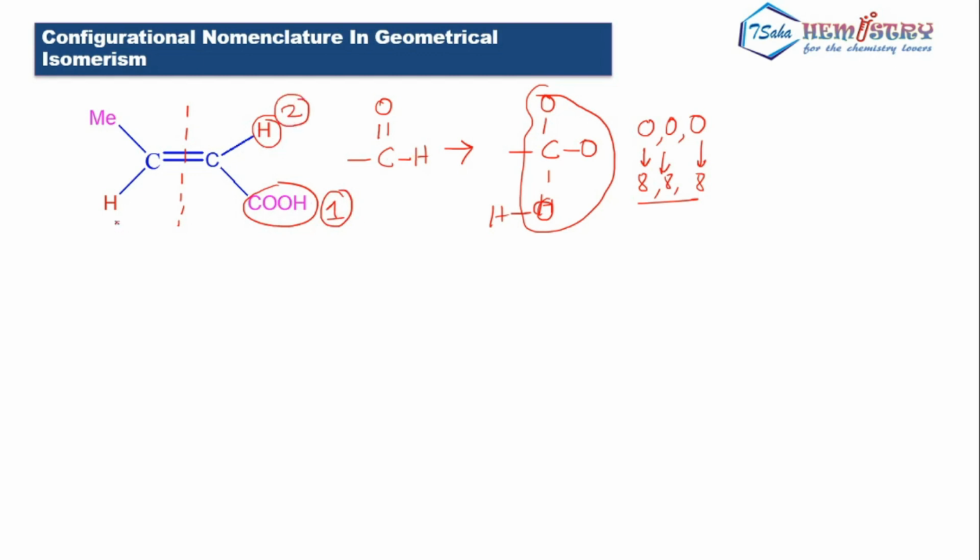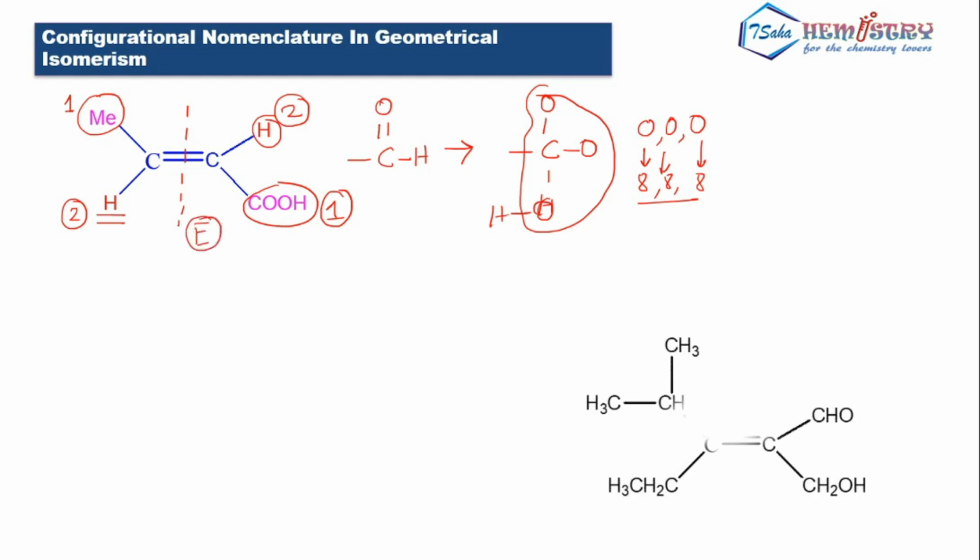Now in this case also you have methyl and you have hydrogen. Which one gets more priority? Obviously methyl, because methyl has carbon, and carbon gets more priority because of its higher atomic number. So hydrogen gets the lowest priority. Now see, two similar priority groups are present on opposite sides across this double bond, so this configuration must be E.